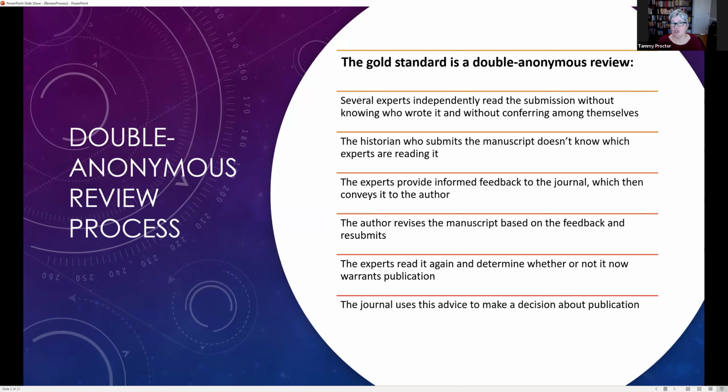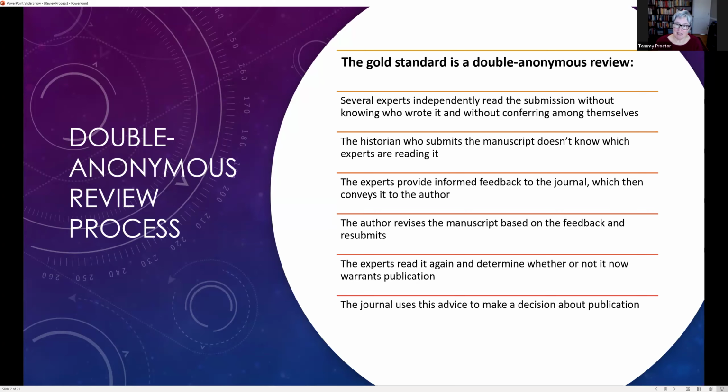But again, you can check with a journal if you want to know a little bit more about how they do this. So the idea is several experts will read the submission. They don't know who wrote it. We anonymize all of our articles, and most journals should do that. So that means that if there's something that might identify the author in the text or in the footnotes, we remove that. The historian also doesn't know who the reviewers are, and usually that remains the case because reviewers don't usually say, I read that piece, even after it's been published.